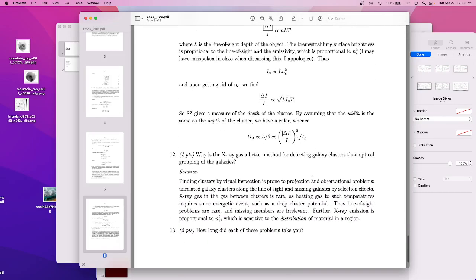Let's see, last one. Why is X-ray gas a better method for detecting galaxy clusters than optical groupings of clusters? You get a better 3D picture. With the optical, they all look like they're in the same plane. Right. X-rays are proportional to density squared, so they're a more sensitive probe. So it gives you some of that 3D structure as well.